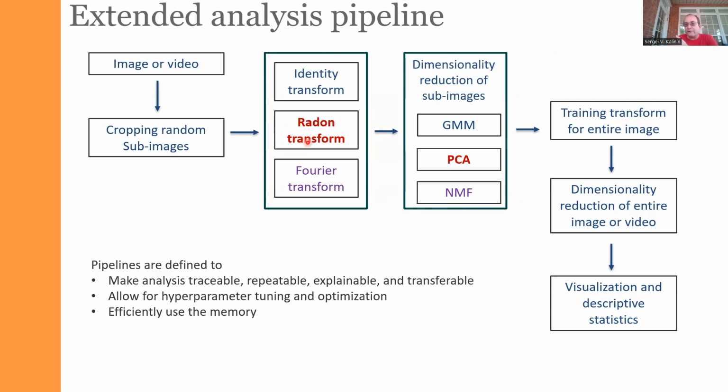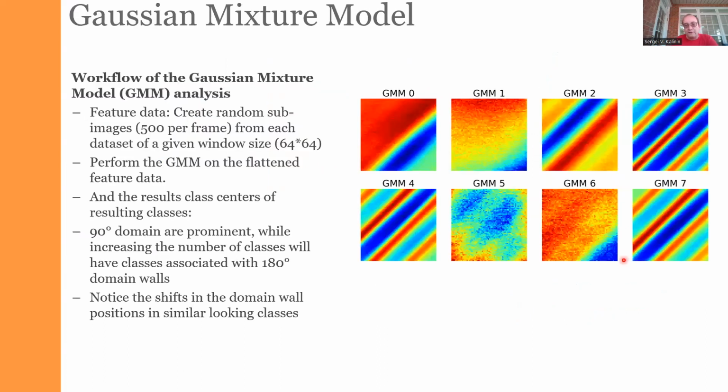A small trick here is that if you have a video, typically the number of image patches that you get is way too large. It will not fit in the memory. So what you can do is train your transform using a subset of these patches. And then once the transform is trained, you apply it to the full images. And then you visualize the statistics or images. And this is how the results will look.